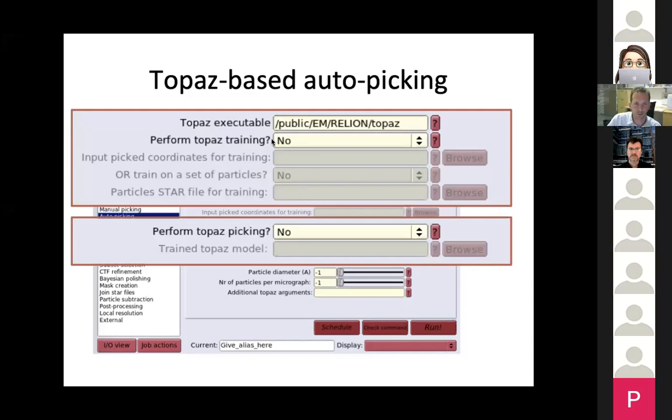And you do either training or picking. So if you set picking to yes, then you can pick. If you don't provide a trained model, then it will just use the default Topaz model. And if you want to train it yourself, or have trained it yourself, you will have an output file, which is the Topaz model, which you can then input here and use that to specifically pick your own data set.